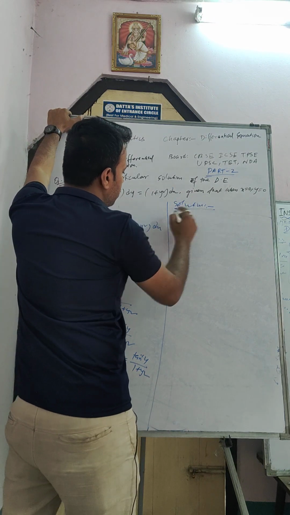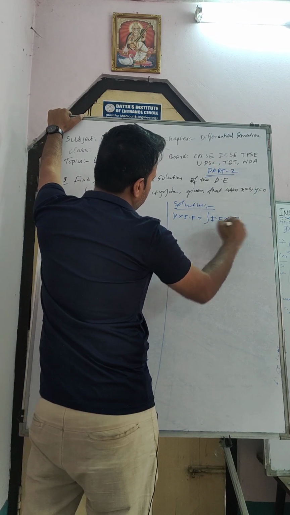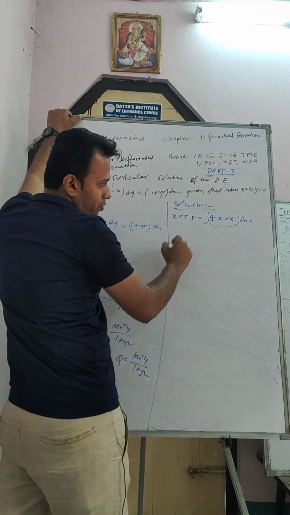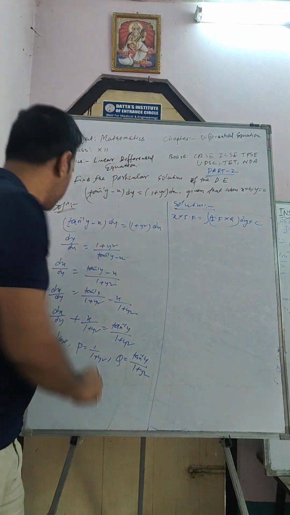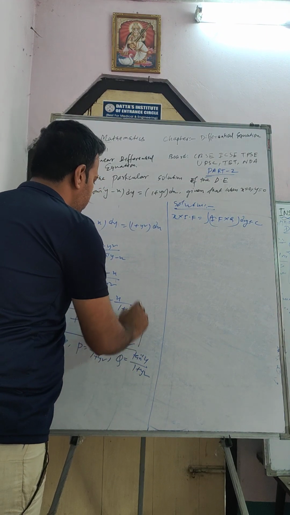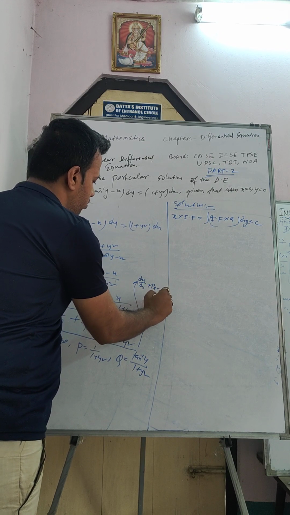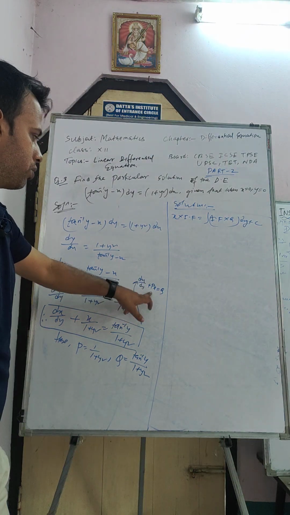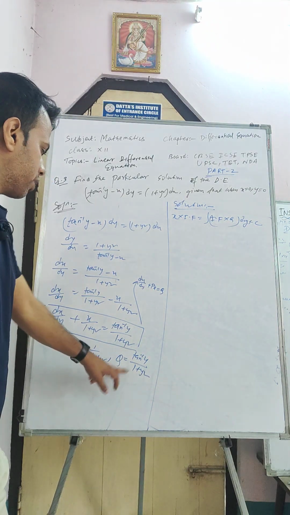Solution is y into if into q dy plus c. So the differential equation is in the form of dx by dy plus px equal to q, is not it? The differential equation is in the form of dx by dy plus px equal to q. So here p will be 1 by 1 plus y square, and q will be this one.